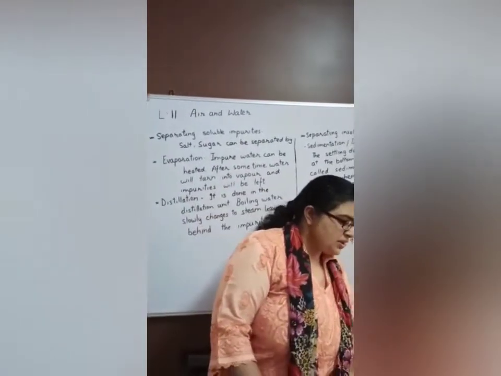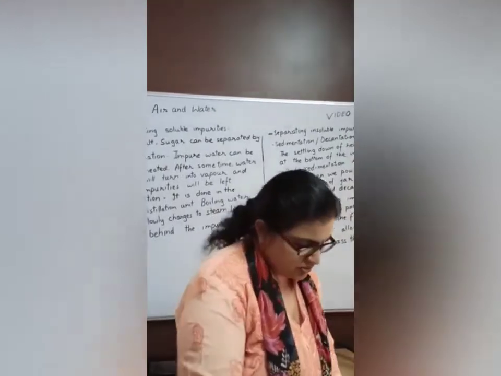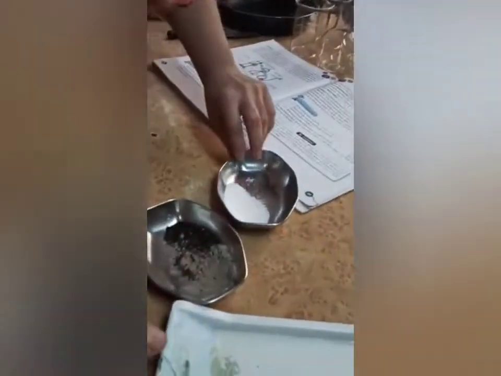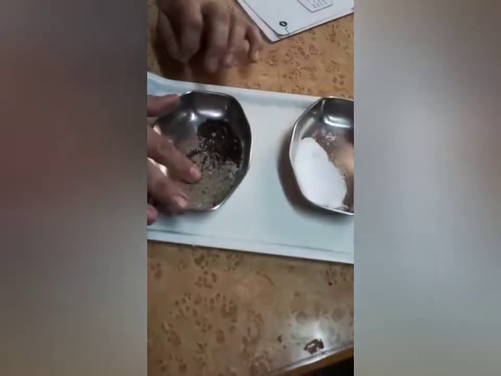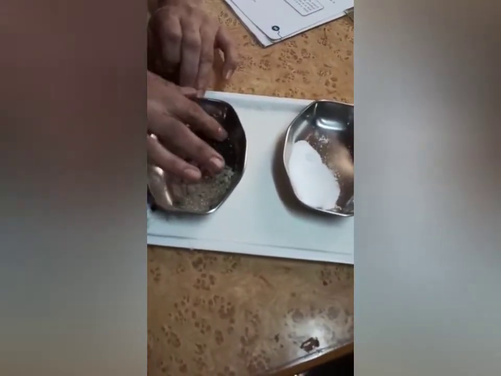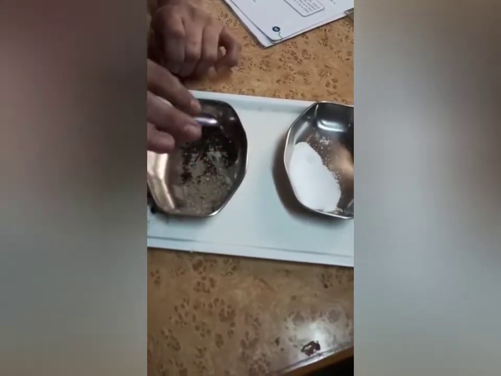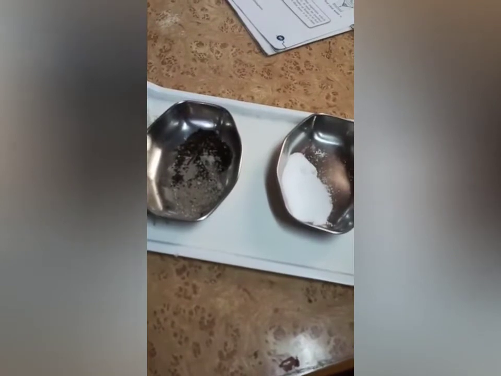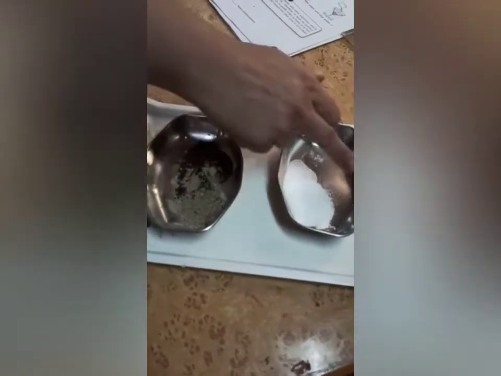For this I have these two impurities. I hope you can make out, this is sand, and a little bit of tea leaves, and this one is salt. Salt is soluble in water.